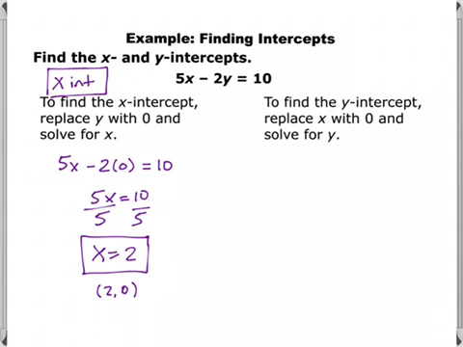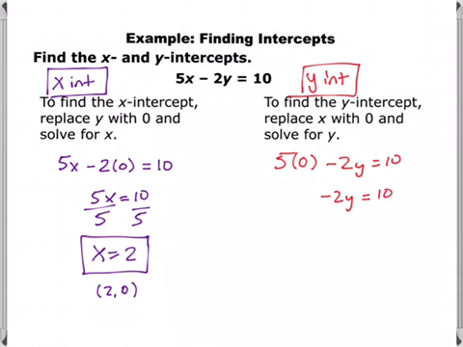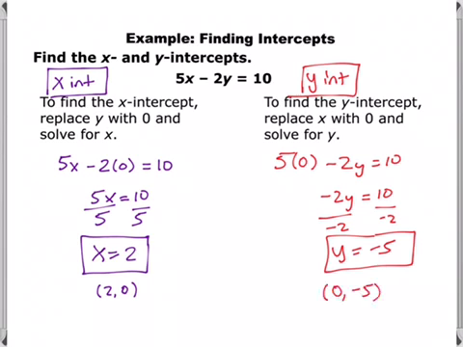Then to find our y-intercept, we'll do the same thing, but this time we'll plug 0 in for x. So we've got 5 times 0 minus 2y equals 10. 5 times 0 is 0, so you've got negative 2y equals 10. We'll divide by negative 2, and you get y to equal negative 5. So our y-intercept is negative 5, or we could say the point 0, negative 5.